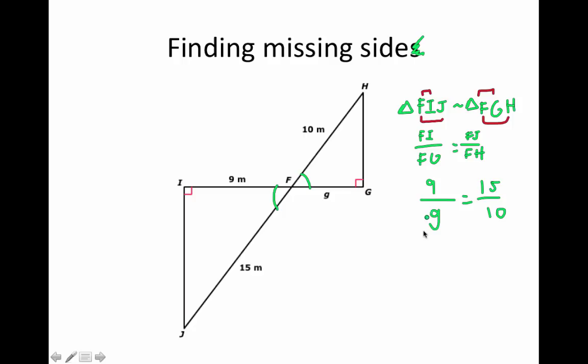Now, one way to solve this would be to do cross multiplication. There are other ways to do it too, because you can see that this is 3 to 2, but we're going to do cross multiplication here. So we'd have 15G equals 90. Divide both sides by 15, and 15 goes into 90 6 times. So G has a measure of 6 meters.